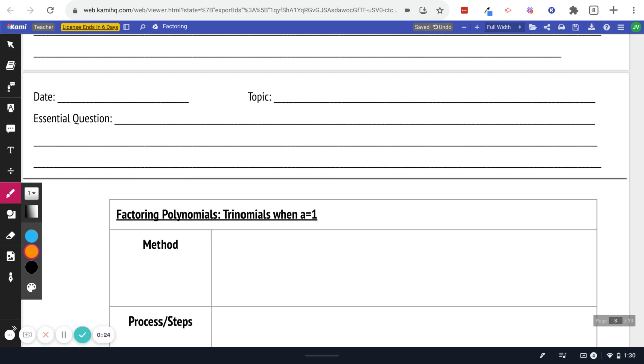So our topic is no longer X's. It's called factoring trinomials. And our essential question is going to be, oh shoot, it's gone. How does the X help us organize our thinking?